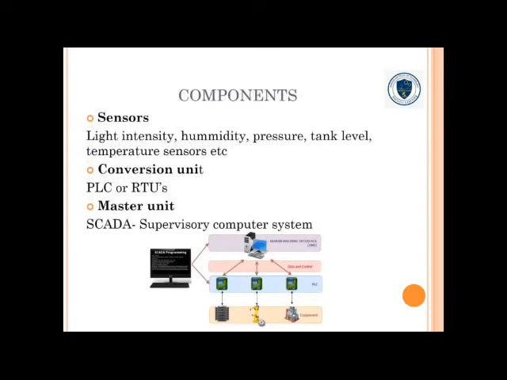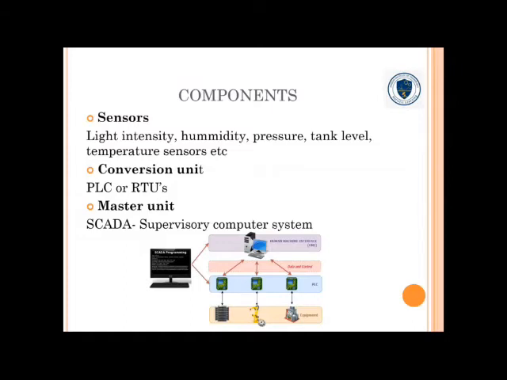Components. There are three major components of SCADA: master unit, conversion unit, and sensors. The type of sensors used are based on the applications. For measuring temperature, temperature sensors are used. Similarly, we have light intensity, humidity, pressure, tank level, etc. which are sensed for automation by using respective sensors.